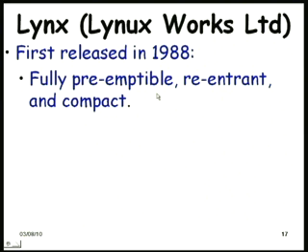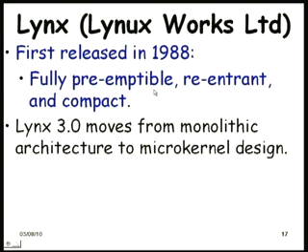LynxOS also is very popular, first released in 1988, a fully preemptible, reentrant and compact operating system. Initially the name of the company was Lynx itself, and as the name says, it is a Linux based operating system. Linux is open source, and definitely they have used the Linux code and developed based on that, and possibly they developed many other software under their company, and that is why they have changed the name from Lynx to Linux.